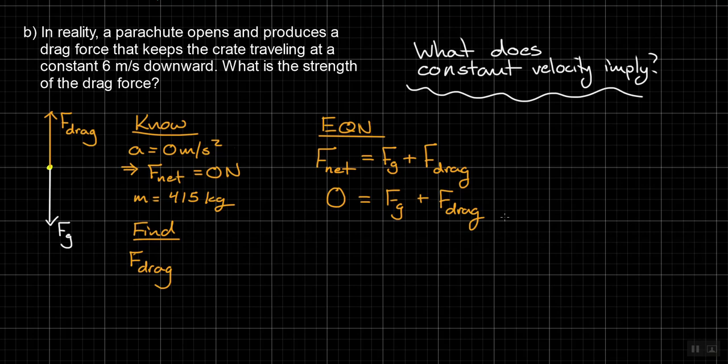What should I subtract from each side before I do any mass and acceleration stuff? Let's subtract the force of gravity, and we'll write it like this. So negative the force of gravity is exactly equal to the force of the drag. Okay, equal but opposite.